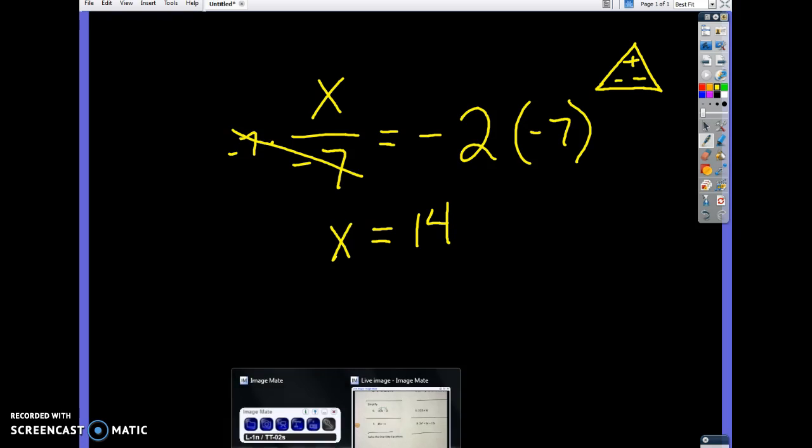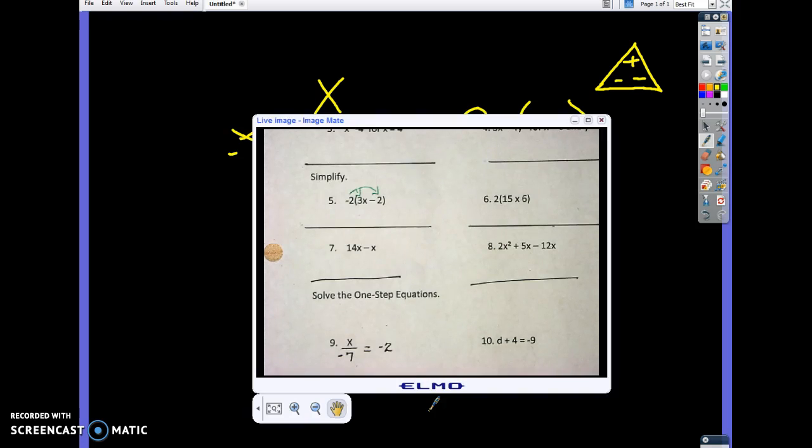Okay, let's go back to this guy. That was number 9 at the bottom here. Now we're going to number 10. Something plus 4 equals negative 9. We'll do this much the same way we did this one. We identified what was being done to the variable. It was being divided by negative 7. We did the opposite, multiplied by negative 7.